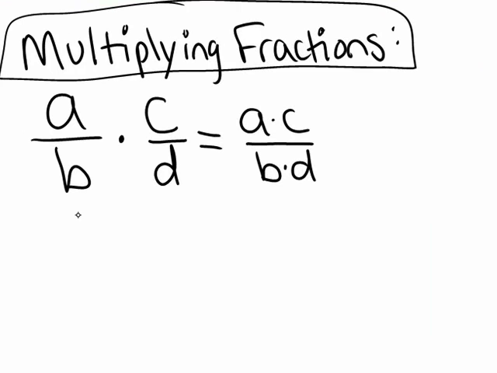To multiply the fractions a over b times c over d, we multiply straight across the numerator and straight across the denominator. So in this case, I'm going to take a times c straight across the numerator to get ac, and I'm going to multiply straight across the denominator b times d to get b times d in the denominator.